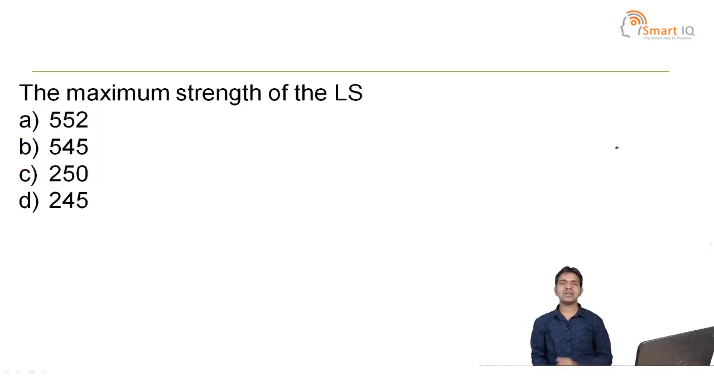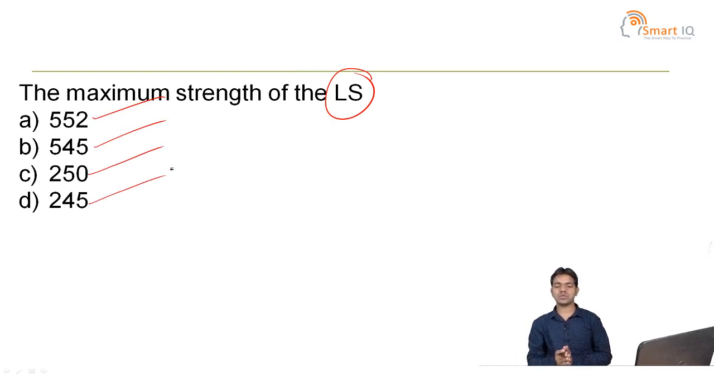So next question, the maximum strength of the Lok Sabha. Option A 552, option B 545, option C 250, option D 245. Here the answer is option A, that is 552. The maximum strength of the Lok Sabha is 552.